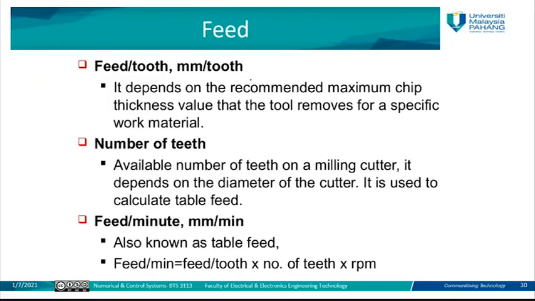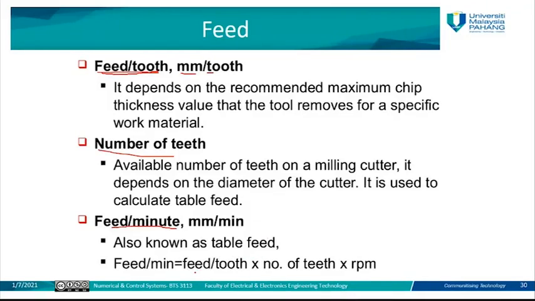For the feed rate, it is also the same. We have the feed per tooth, which is millimeter per tooth, and we have the number of teeth, and we have the feed per minute. So these are the three different variables or parameters that need to be considered related to the feed. And in order to calculate the feed rate, we are going to use the formula that we already have in chapter 4. Okay, so this is the same.